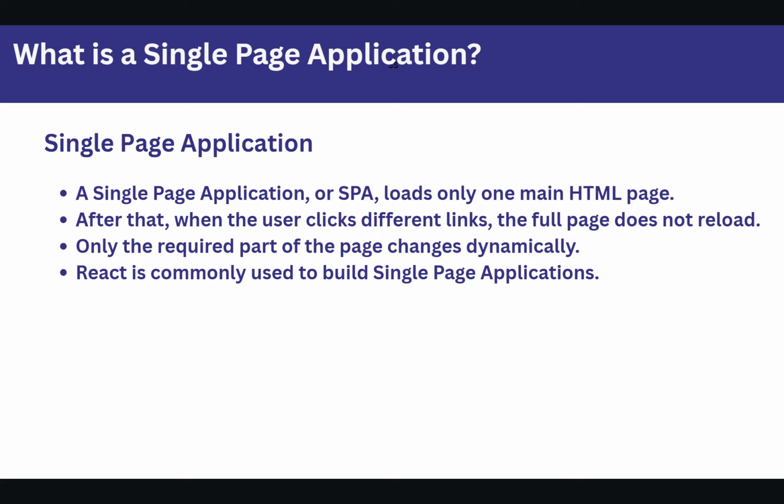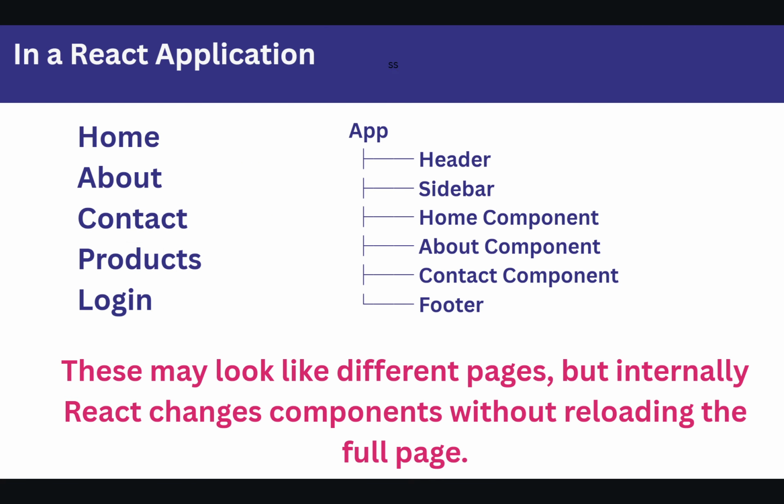Now the time to understand what it is. React doesn't talk about individual HTMLs and individual JSPs. React is all about building components. So you have a home component, a sidebar component, an about component, a contact component, and a footer component. React has only a single index.html page. So the whole React application is all about one HTML page.